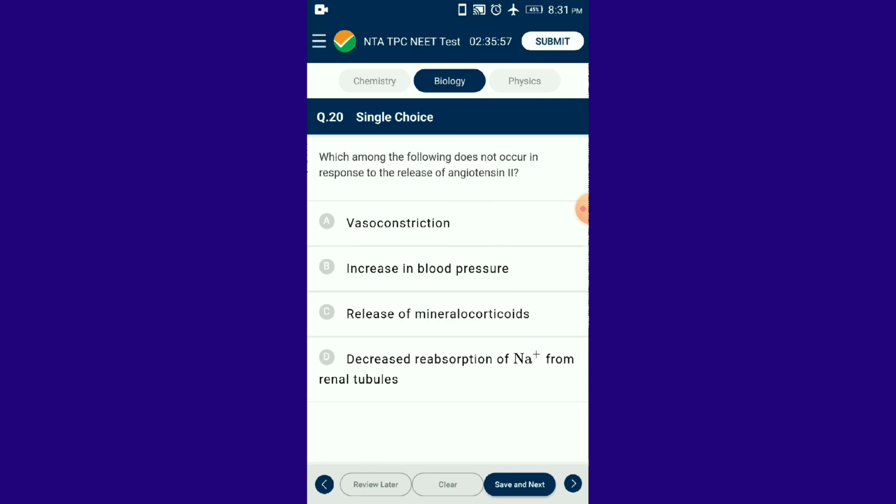Question number 20. Which among the following does not occur in response to the release of angiotensin 2? The decreased reabsorption of sodium from renal tubule does not occur in response to release of angiotensin 2. So the answer is option D. As the blood pressure decreases, juxtaglomerular apparatus cells release renin enzyme to activate the renin angiotensin aldosterone system. Renin converts angiotensinogen into the active form angiotensin 1, which is further converted into angiotensin 2 by the angiotensin converting enzyme. The angiotensin 2 hormone aids in the reabsorption of sodium in the sodium hydrogen exchange that takes place in the proximal convoluted tubule. So the answer is option D.